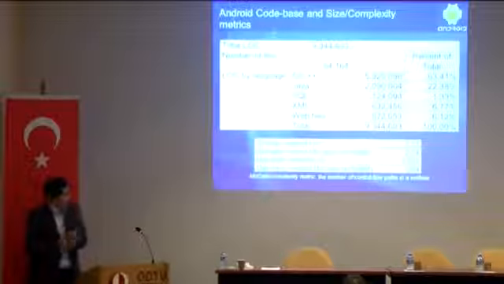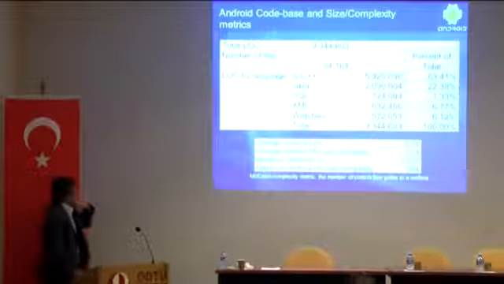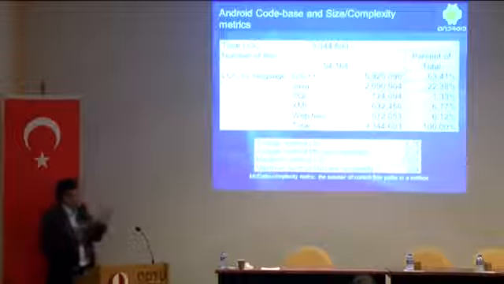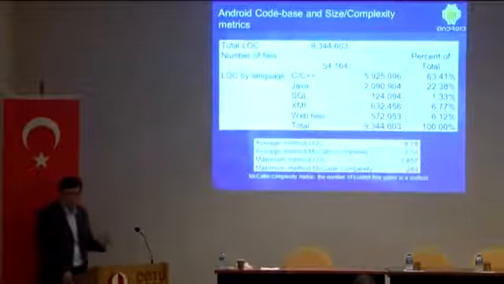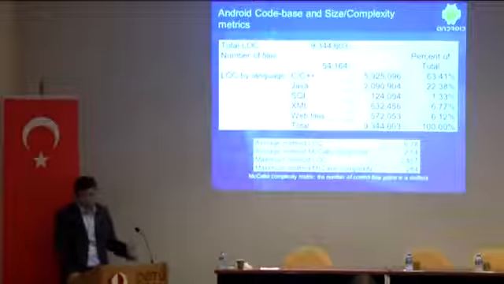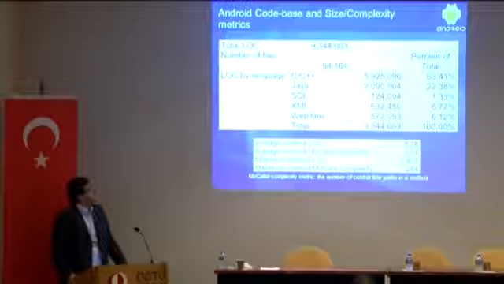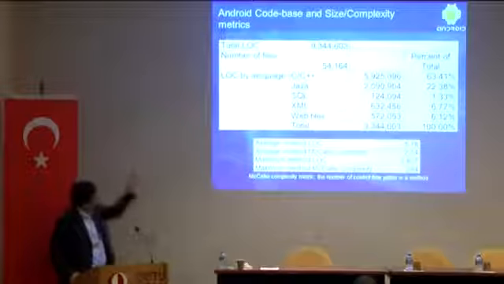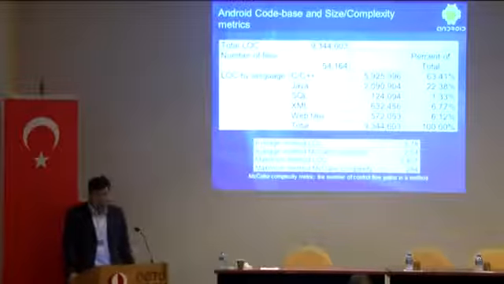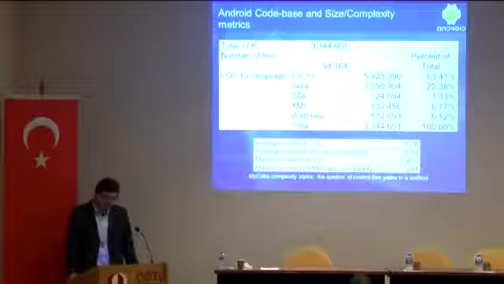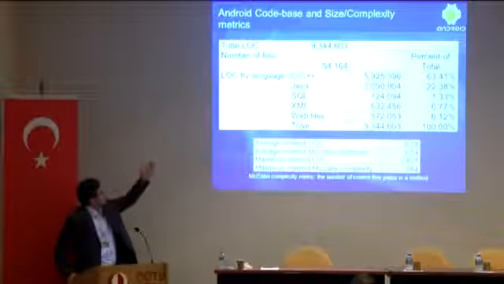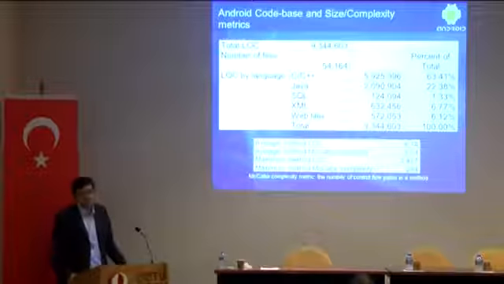So when we started this, we looked at first the Android code base, right? So we said, well, how many lines of code do you have and what are the programming languages, right? So most of it is in Java and C++, as we can see. So total line of code was about 9.3 million lines of code. When you download it, we counted the number of files, was about 54,000 files.